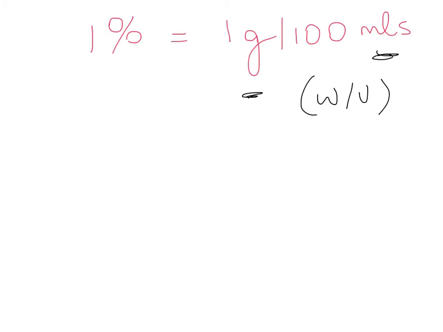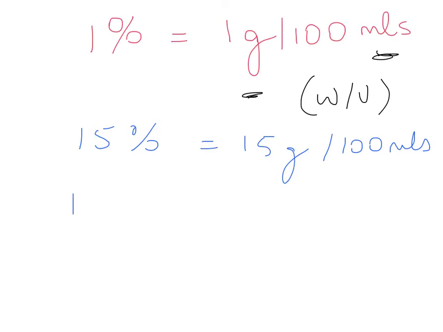So let's look at the question. It says 15%. So first we can say, well, we know that if 1% is 1 gram in 100, 15% is 15 grams in 100 mils. Right? So we know now what we would do to make up 100 mils of that solution. But the question asks for 500 mils.